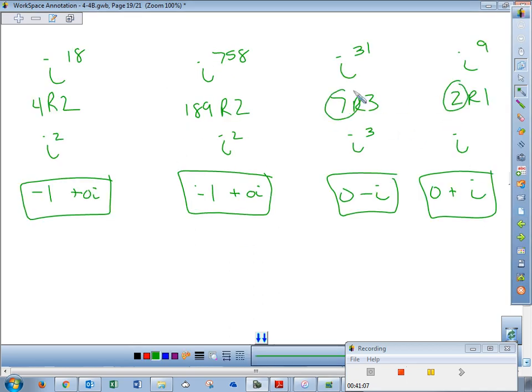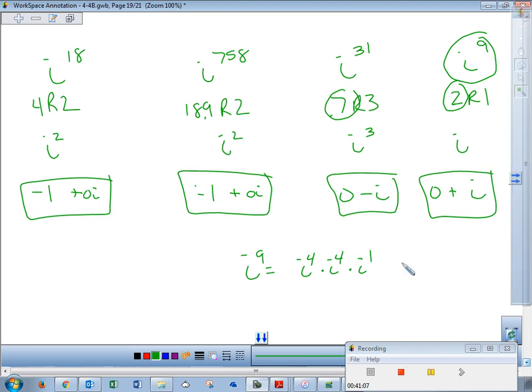There's all the 1s, right? It's 1 times itself 2 times in a row, 1 times itself 7 times in a row, 1 times itself 189 times in a row, and then you have some left over. So just to break the small one down, i to the 9th is the same thing as i to the 4th times i to the 4th times i to the 1st. Don't all those exponents add up to be 9?